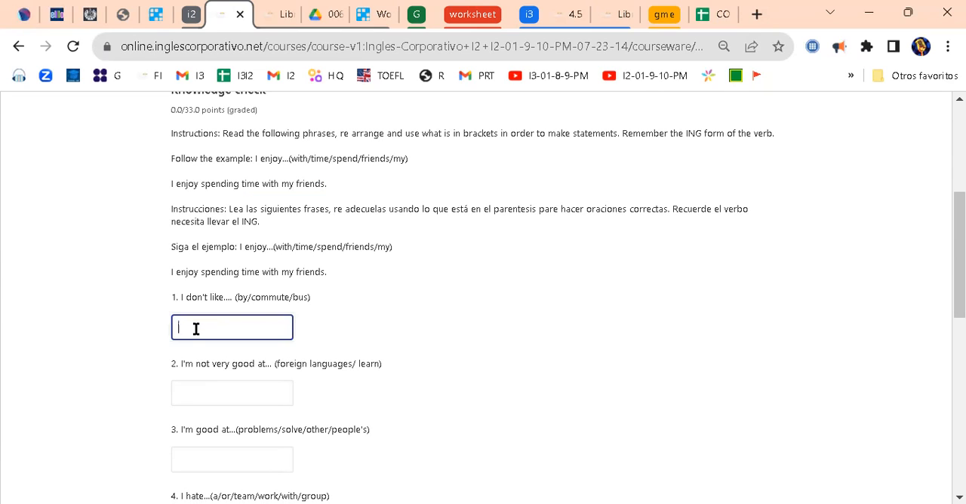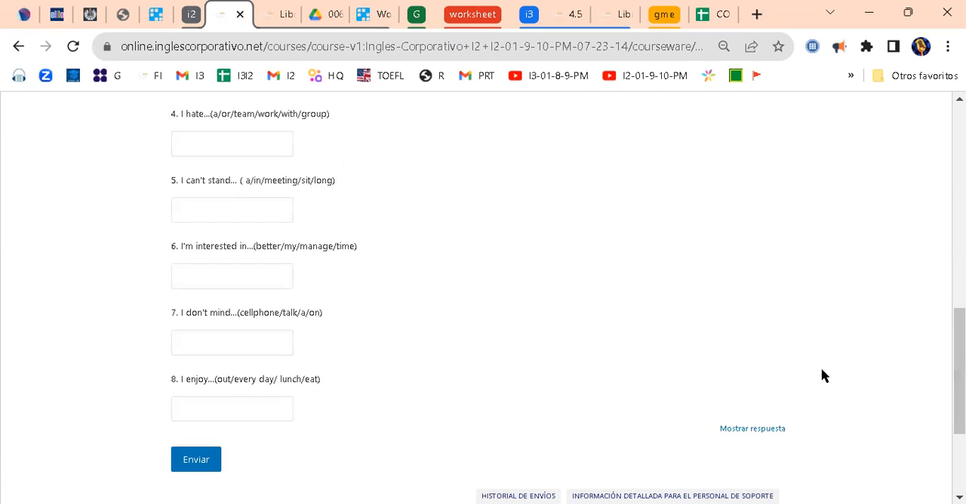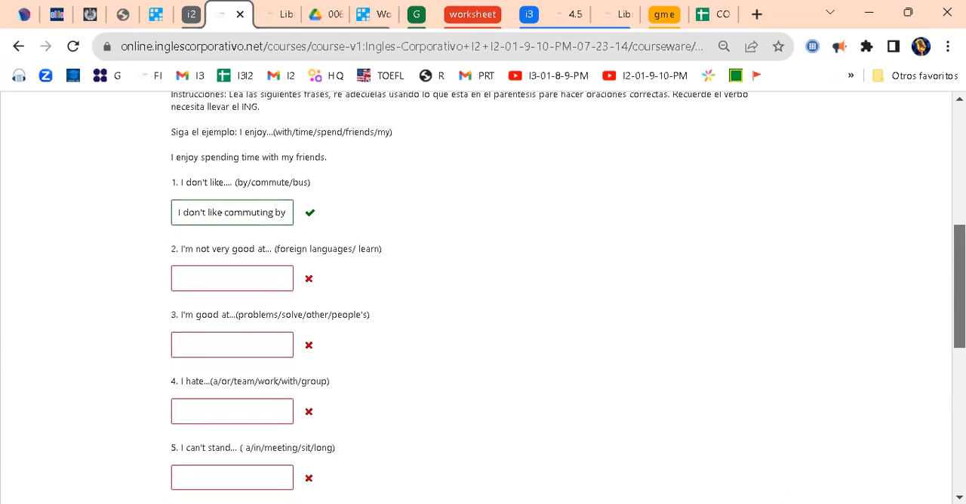Teacher, in number one, I go to Google and investigate this commuting. I think with ing, commuting. Commuting by bus. Is that what you have? Yeah, but it doesn't mix. Well, it's correct. I can write it. Maybe there's something that you need to change. Yeah, but I write it down like that. Check the spaces. If you have double spaces, you only have to have one space.